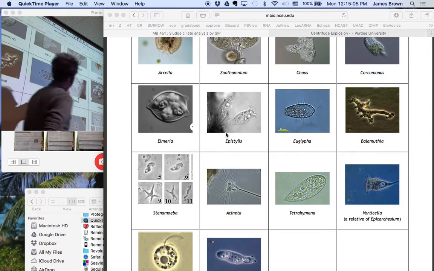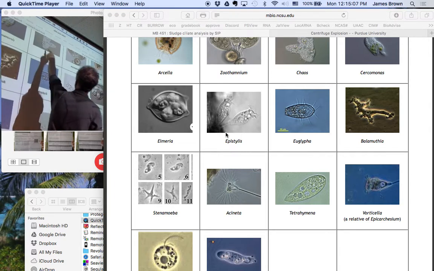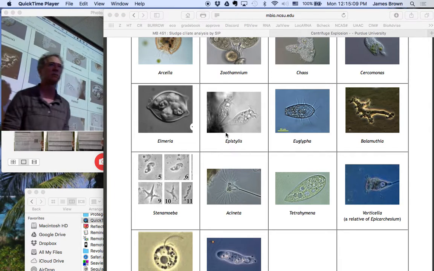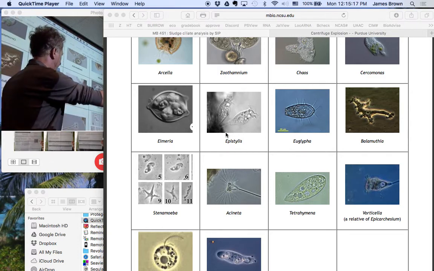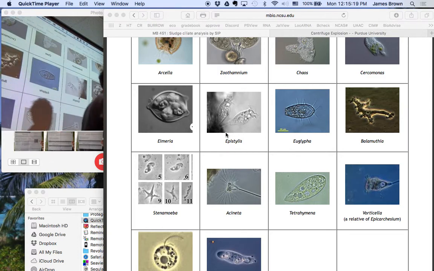Why would an organism like this eat E. coli, but an organism like this doesn't? Could be. These organisms, the pictures don't show it, but they are all different in size. That's probably not the reason. The enzymes they're able to produce? Enzymes they're able to produce, maybe.